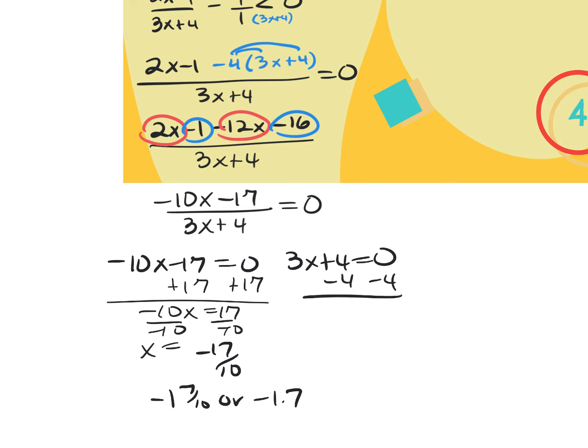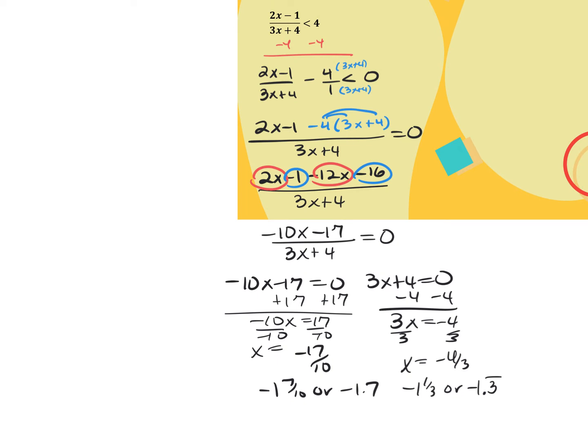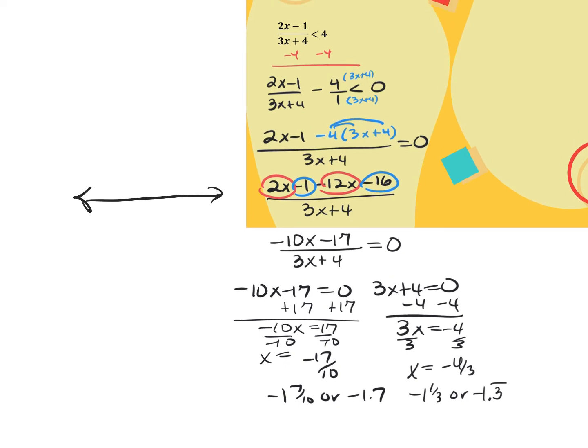Over here, same thing. Subtract the 4, divide by 3, x equals negative 4/3. Again, I'm going to make it a mixed number or a decimal. So it's either negative 1 and 1/3 or negative 1.3 repeating. So now let me set up my number line. So again, I need to put it least to greatest. So the negative 1.7 is here, and the negative 1.3 repeating is here. Notice 0 is located over here on the far right.